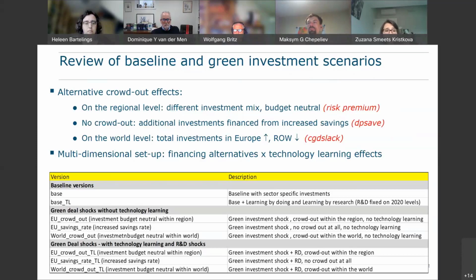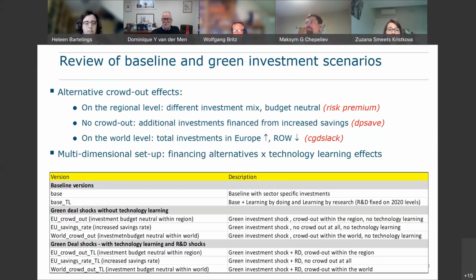So the first option, we call it EU crowd out. The green sectors are supported, but on account of the others. We use a risk premium variable that we have in order to achieve this.